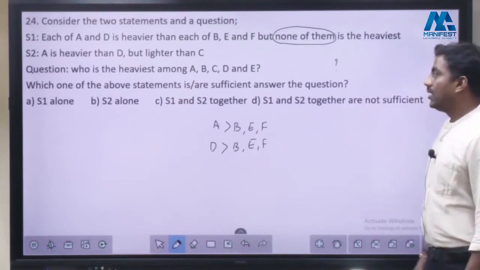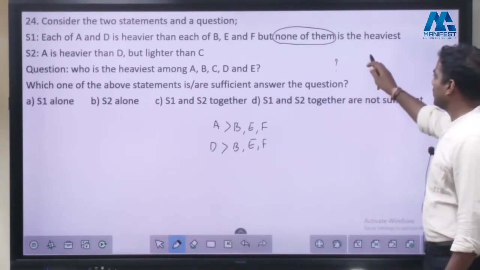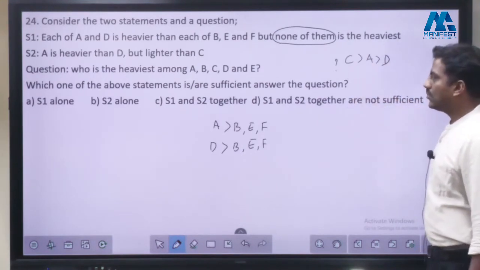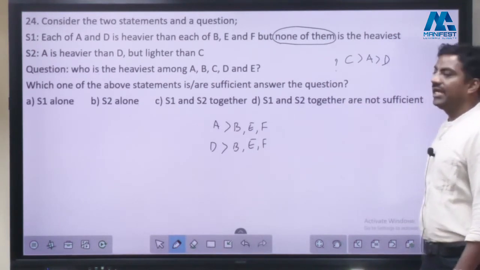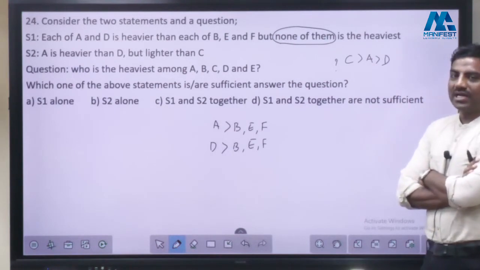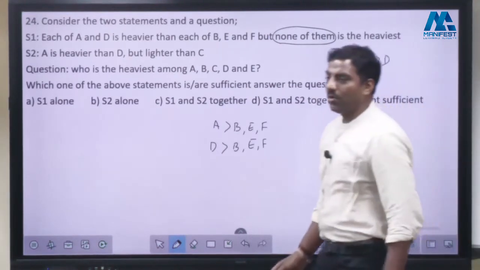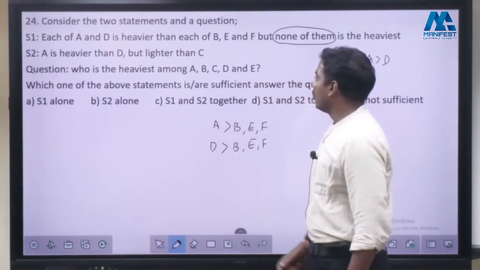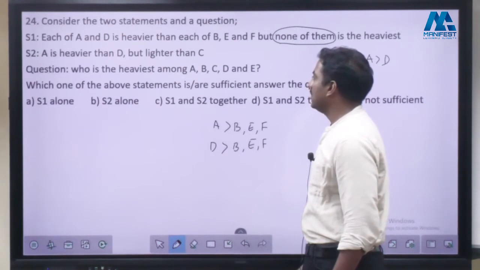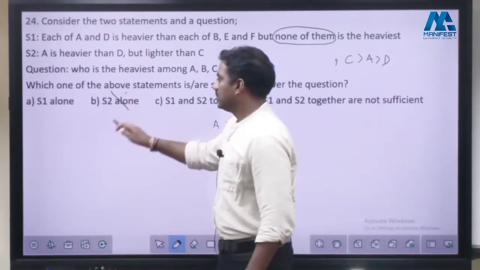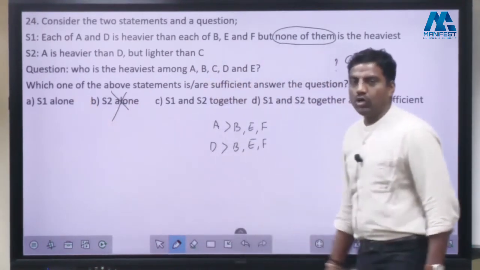S2. A is heavier than D, but lighter than C. Who is the heaviest among A, B, C, D, and E? Look at only S2, okay? Why are you getting your mind corrupted with S1? Can S2 alone address our problem? A is heavier than D, but lighter than C. We don't know anything about the other 2 persons, B and E. So anyways, this is gone. We have just kept S1 on hold.